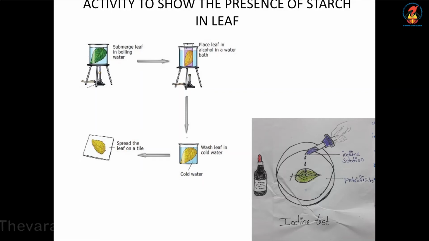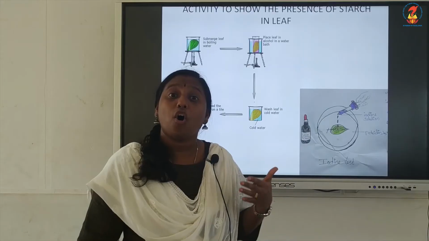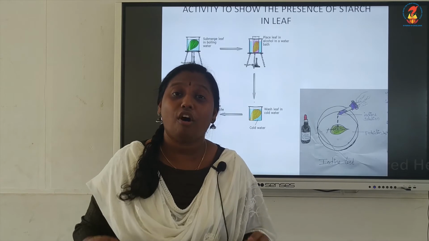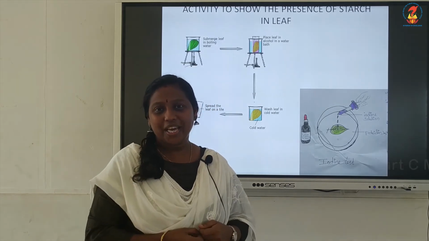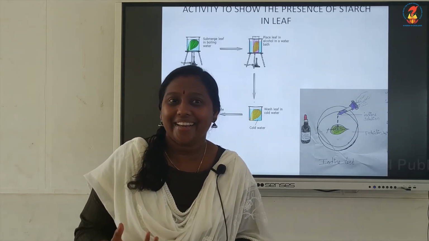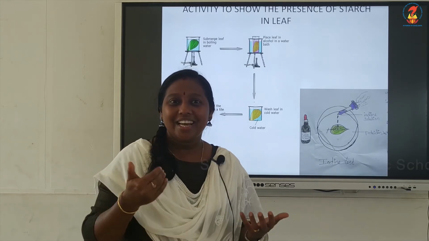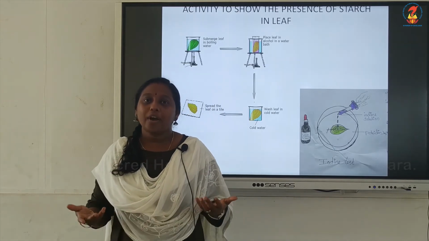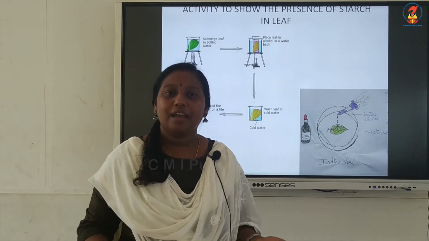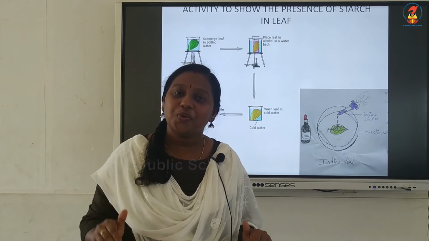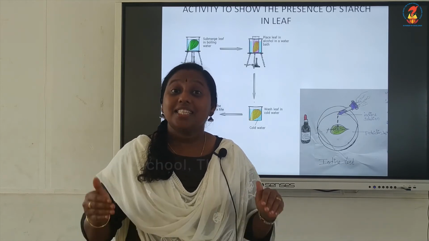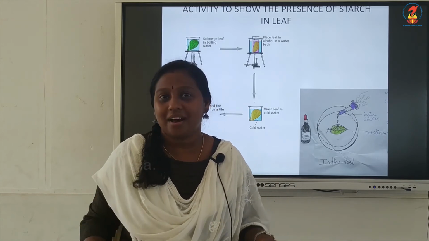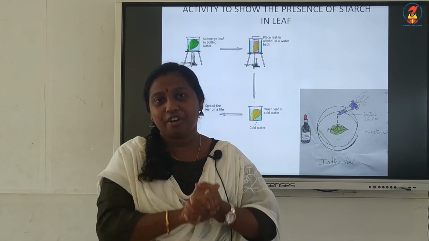Now, what is starch? Starch is a form of sugar. Starch is the storage food of a plant. Starch is a carbohydrate. Carbohydrate will be clear to you; you know what a carbohydrate is. Carbohydrate is a nutrient. Plants also have certain nutrients inside them. Starch is the type of carbohydrate present in a plant. It is the storage food of a plant.